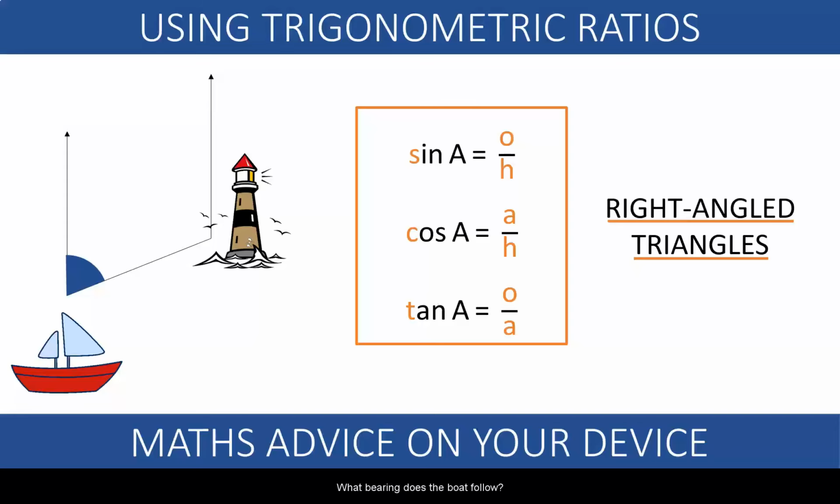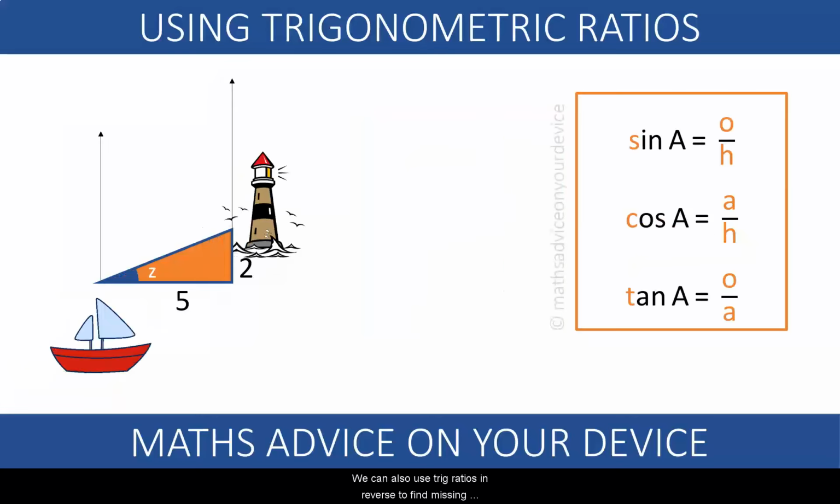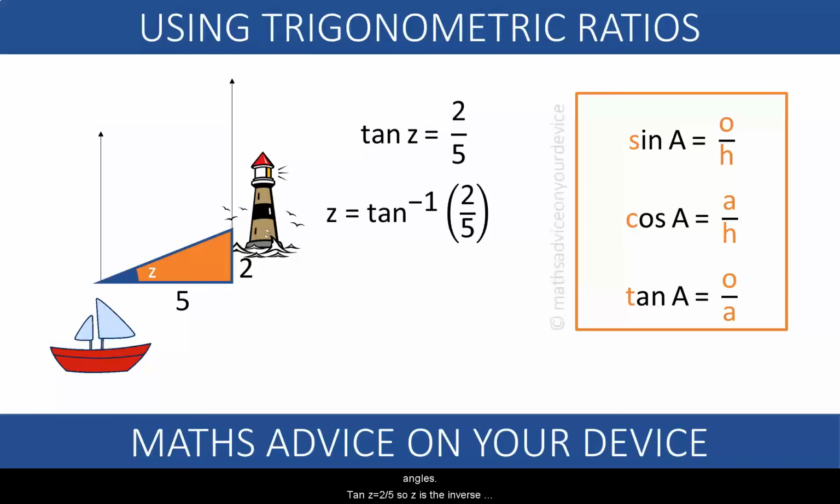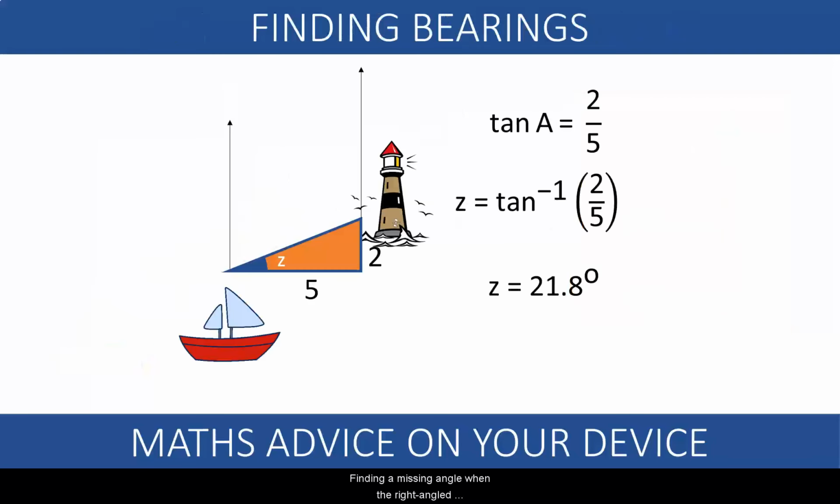What bearing does the boat follow? We want to draw a triangle where the known lengths make a 90-degree angle. We can use trig ratios in reverse to find missing angles. If the tangent of z is 2 over 5, z is the inverse tangent of 2 over 5. Set your calculator in degrees and you should get 21.8 degrees.